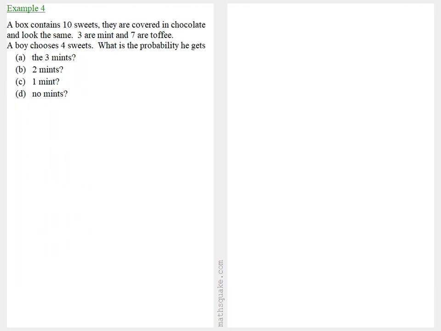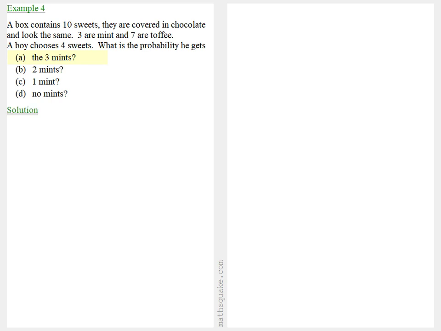In example 4, we're told a box contains 10 sweets. They're covered in chocolate and look the same. 3 are mint and 7 are toffee. A boy chooses 4 sweets. What's the probability that he gets 3 mints?